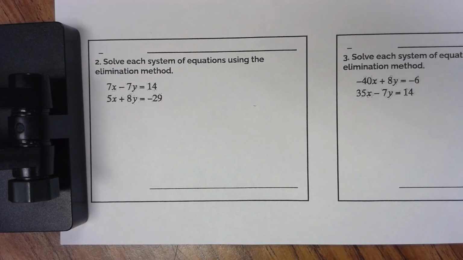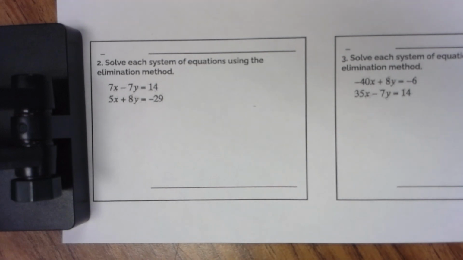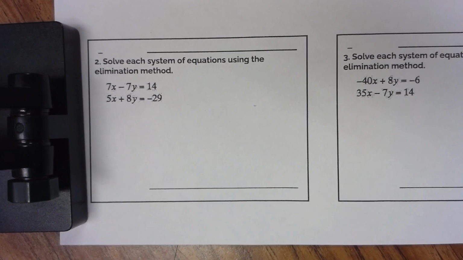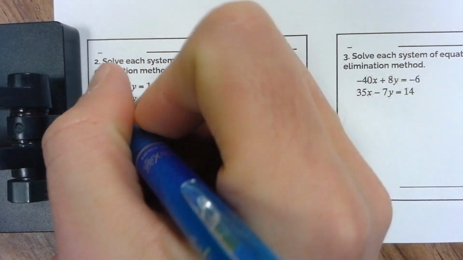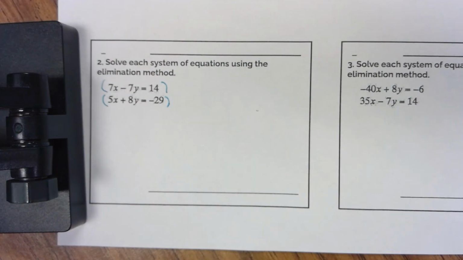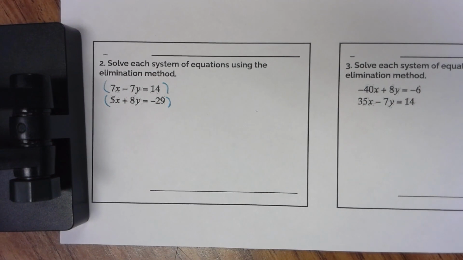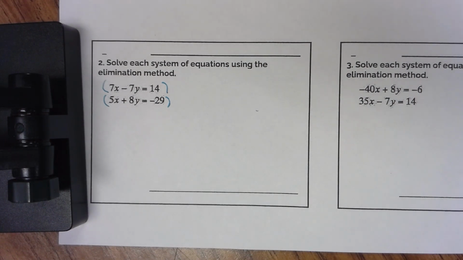Well, I can't multiply 5 by any number to get 7. I can't multiply 8 by any number to get 7 and vice versa. So if I can't multiply just one, this is where I need to multiply both. When you have to multiply both, you need to pick one variable. And again, it doesn't matter. Eliminate x's first, eliminate y's first, I don't really care. You can pick whatever you want.